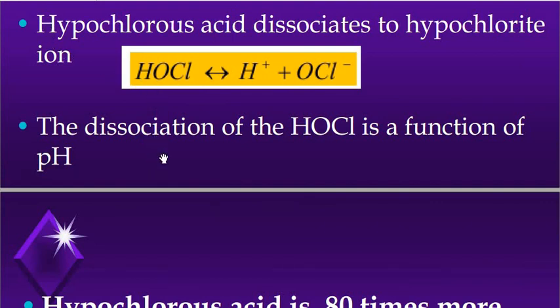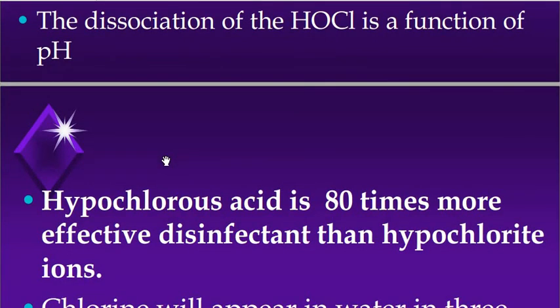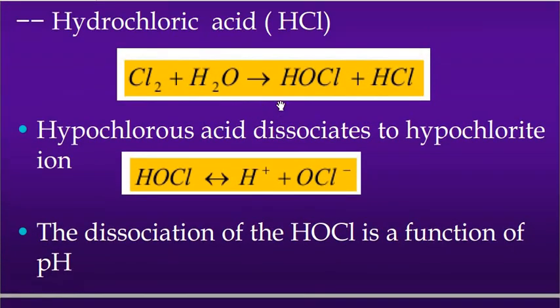Now, one important statement here: hypochlorous acid is 80 times more effective as a disinfectant than hypochlorite ions. You have to remember this. Only the presence of hypochlorous acid is 80 times more effective than the hypochlorite ion.